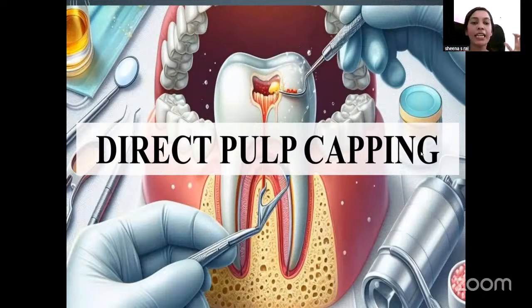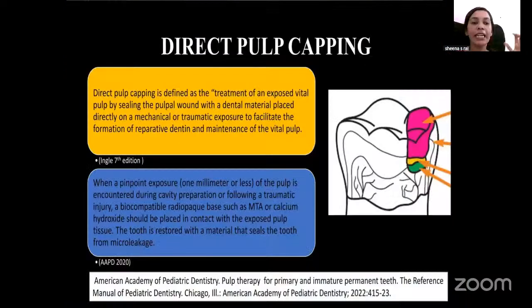This is based on the American Academy of Pediatric Dentistry. So what is direct pulp capping? It is a treatment of an exposed vital pulp by sealing it directly onto the surface of the pulp, which helps in the primary goal, that is reparative dentine formation.